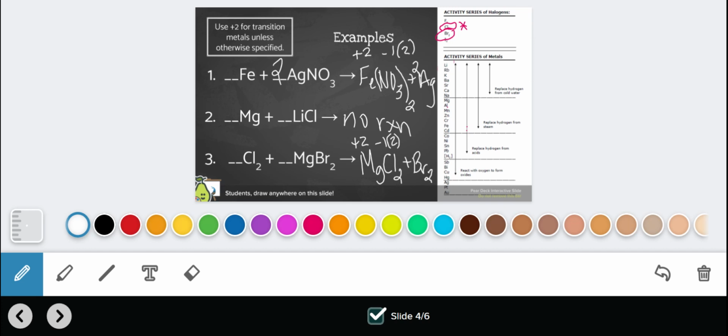And then, of course, you have to balance. So you have 2 chlorines, 1 magnesium, 1 magnesium, 2 bromines, 2 bromines. And so now this reaction is balanced.